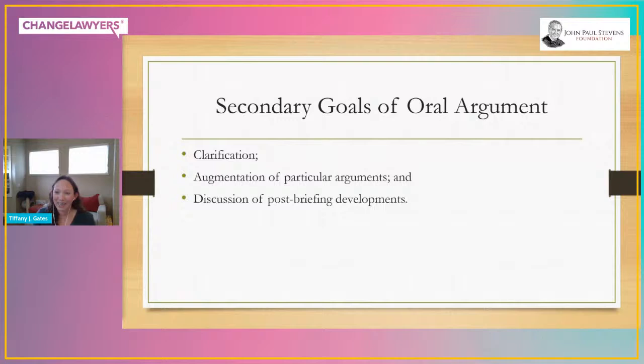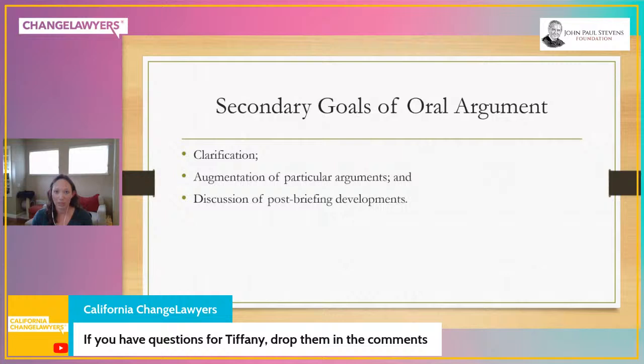And then lastly, this doesn't happen very often, but there is an opportunity to update the court on any post-briefing developments that may have occurred. Because again, sometimes there's a several month lag between when the briefing is complete and when the oral argument takes place. So this can come up in two different ways that I can think of. The first one is new relevant legal authority comes out that's directly on point or at least tangentially related to one of the issues that's been raised in the briefing.